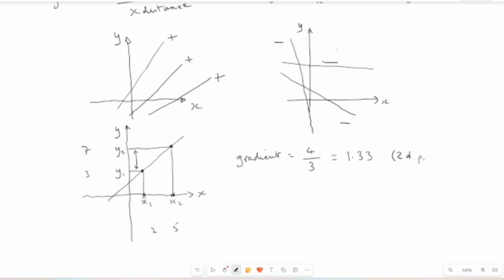2 decimal places. And you'll often hear the mention that the gradient is the rise over the run. So the y change is the rise, and the 3 on the bottom here in this example, or the x difference, is the run. So that's another way to help you remember. Gradient is rise over run. Rise being how far you go up, run being how far you go along.